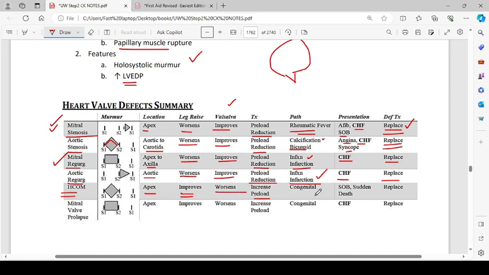And the reverse is true when we do the Valsalva because it decreases the preload. Treatment is to increase the preload, and the pathogenesis is it is congenital. The presentation is shortness of breath, sudden death, and definitive treatment is to replace the valve.